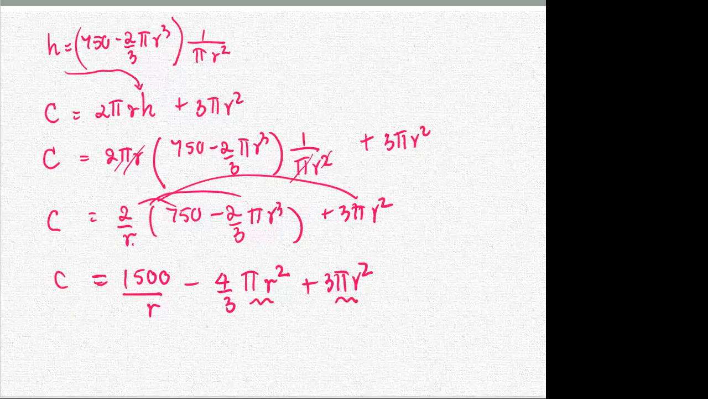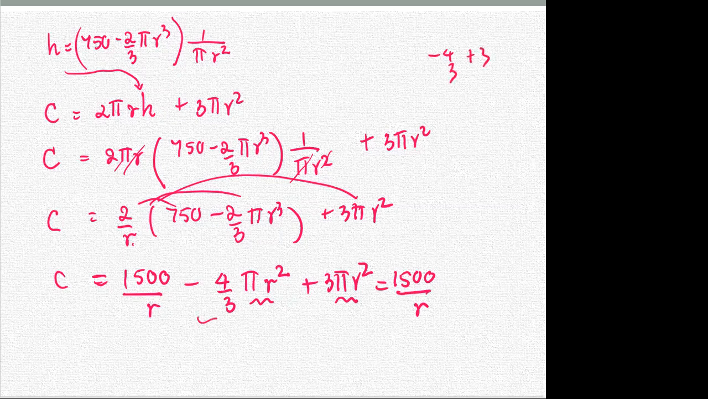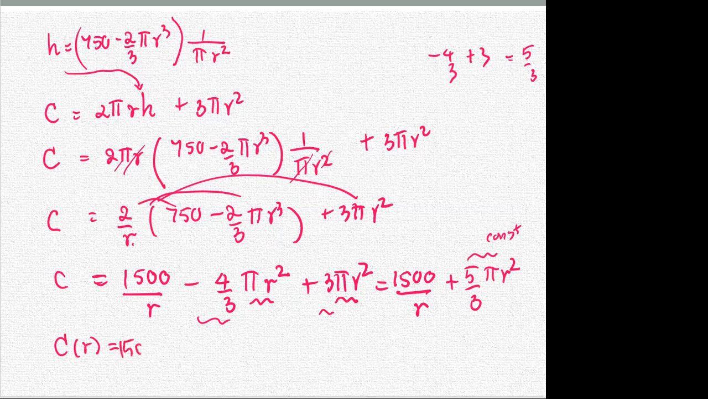We have like terms, so we consolidate this to be 1500 divided by r, and negative 4 over 3 plus 3 as the coefficient of the same variable term. We get negative 4 plus 9, which is 5 over 3. Did I do it right? So that's 4 over 3. Yep, it's going to be 5 over 3. So positive 5 over 3 times pi times r squared. Okay, 5 over 3 and pi, this is a constant term. So right now we have the cost function involving the r alone. So 1500 divided by r means multiply by r to the negative first, plus 5 over 3 times pi as a coefficient of r squared.